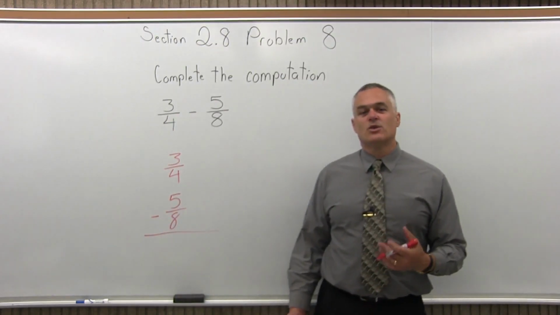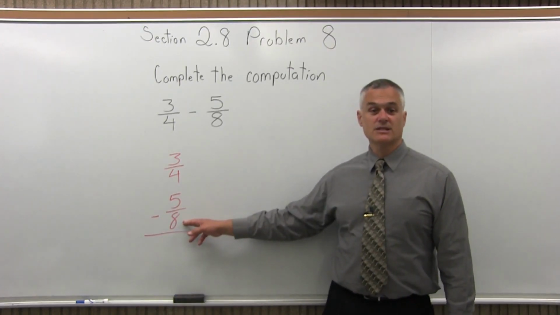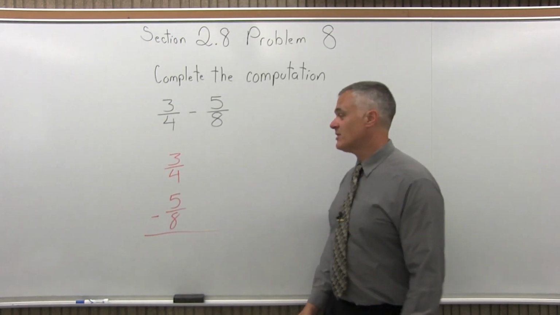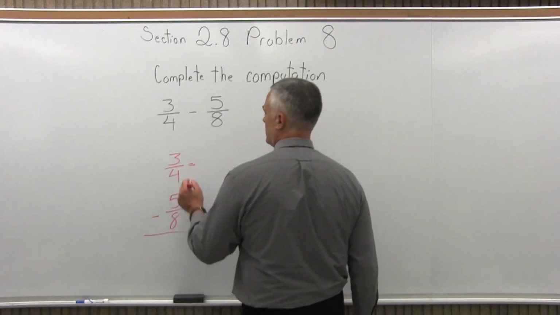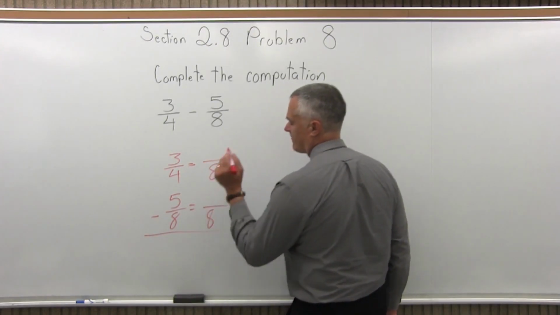Now we want to find a denominator that is the same for both fractions, and in this case 8 works very nicely. 8 divides into 8 evenly. 4 also divides into 8 evenly, so that makes it a very good common denominator. So I'll make both fractions some value over 8.